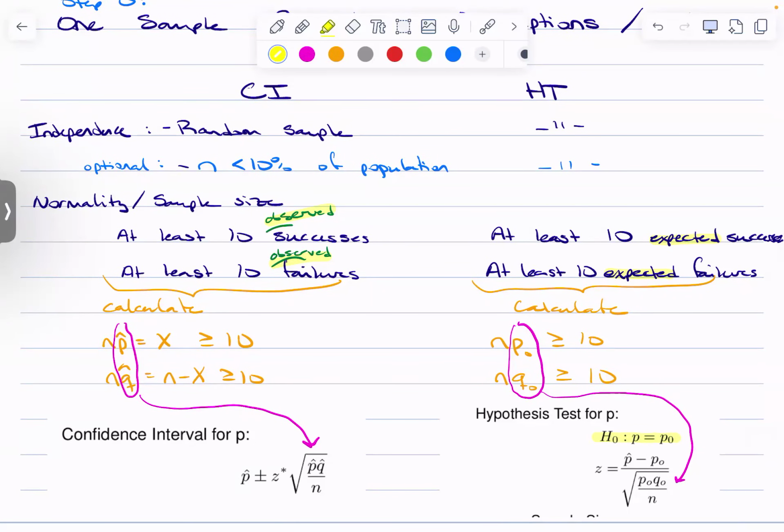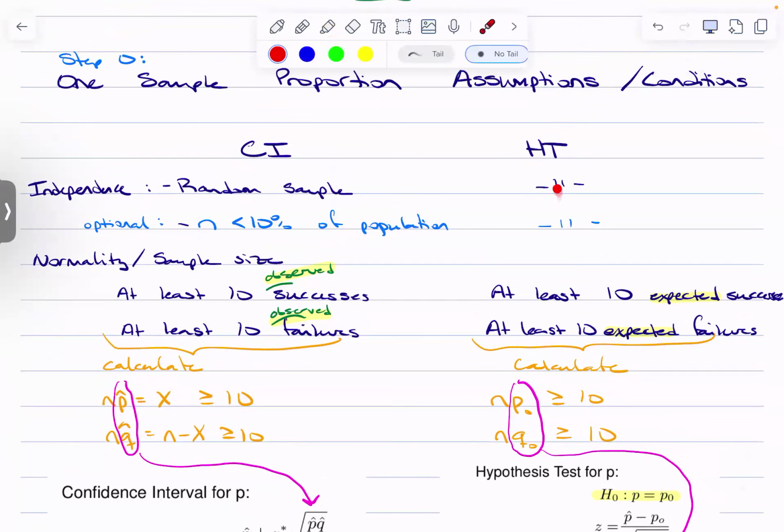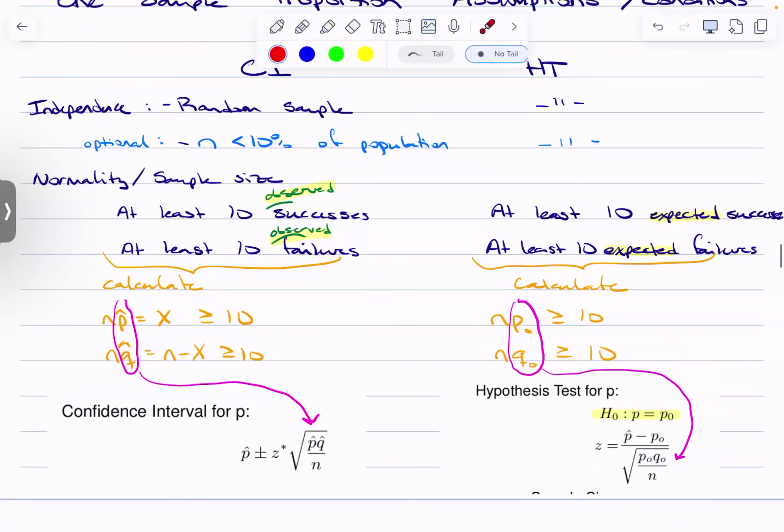So those are the assumptions or the conditions for a one sample proportion type question, right? Notice that this is always the same. Doesn't matter what you're doing. It's just your normality or sample size condition changes ever so slightly. X is the number of successes. So sometimes it'll be like 68 out of 100 students said this. Then X would be 68.